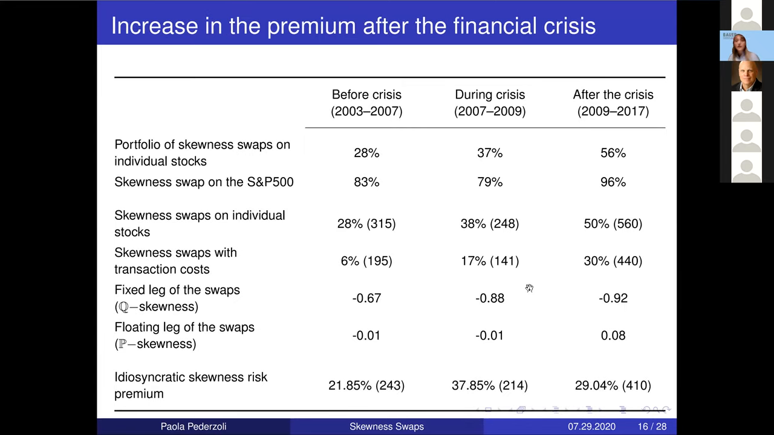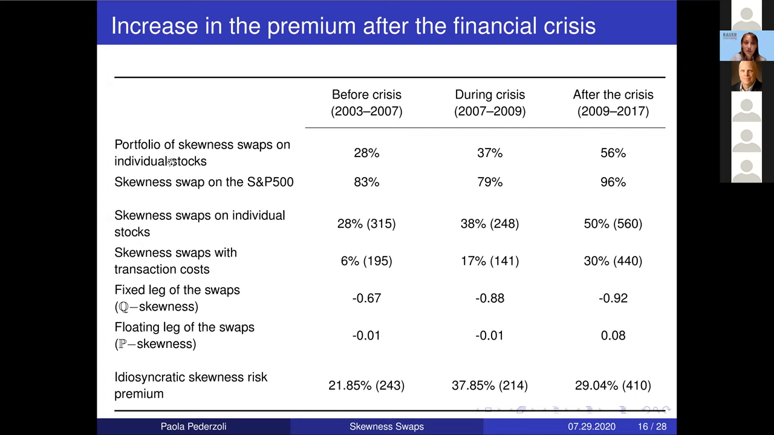In addition to that, if I break down my sample period into three subsamples, the before crisis period, during crisis, and after the crisis, what I find is that there is a huge increase in my risk premia from before the crisis to after the crisis, in particular in individual stocks, and also in the idiosyncratic risk premium.